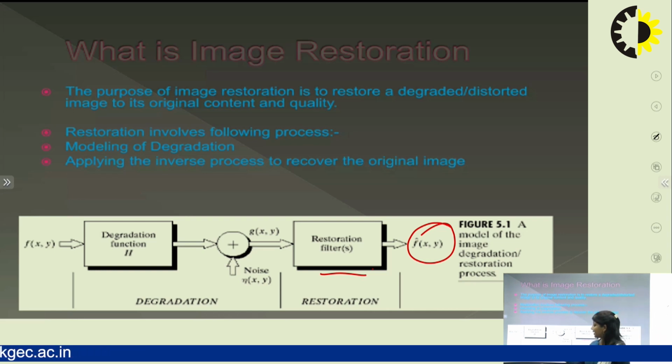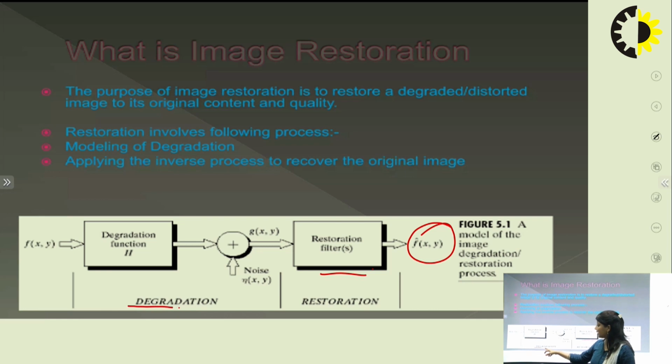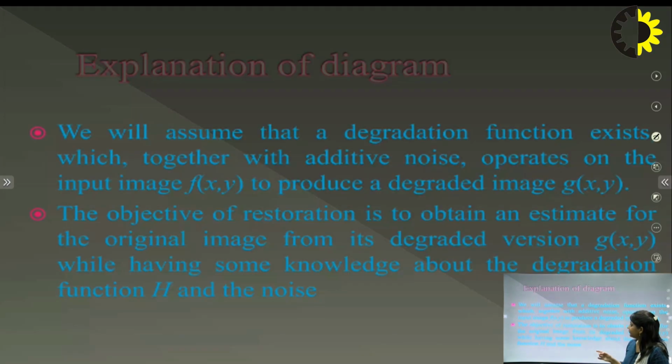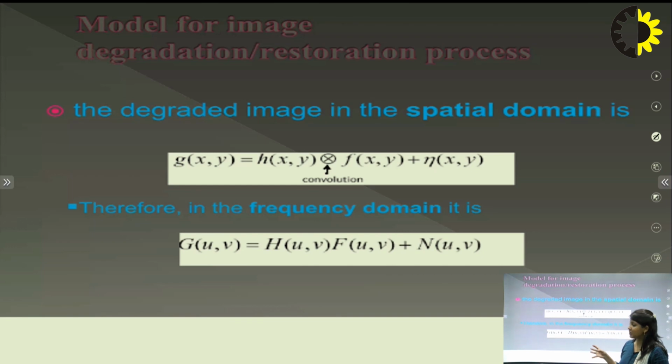So this is a combination of two models. The degradation model is here, where we calculate the degradation function and noise effect, and then we restore the image into its original form. This process is called the image restoration model. So what is the explanation of this diagram? I already told that we have the degraded image and we have to add some noise. We all know some kind of noise will get inserted into the image, and our objective is to restore the image into the original form. So this is the implementation of restoration of the image.